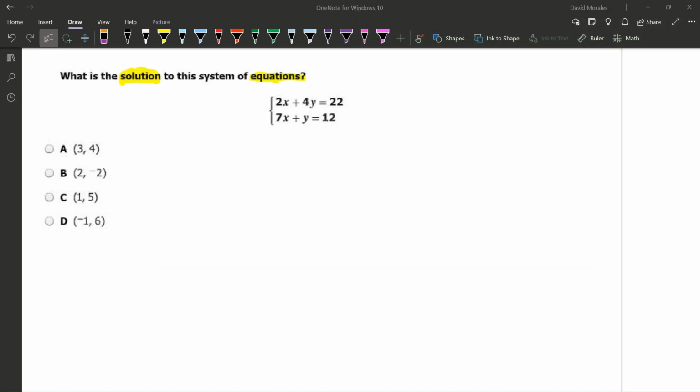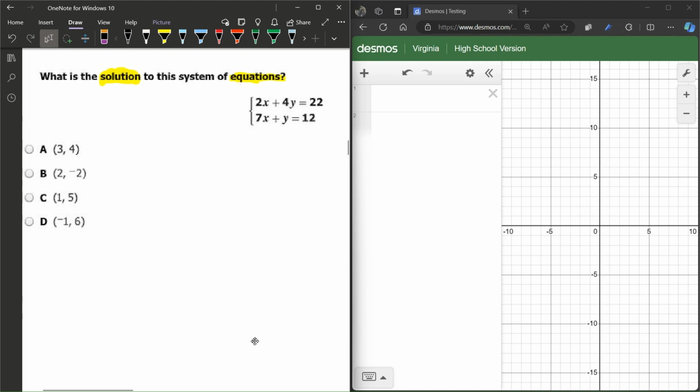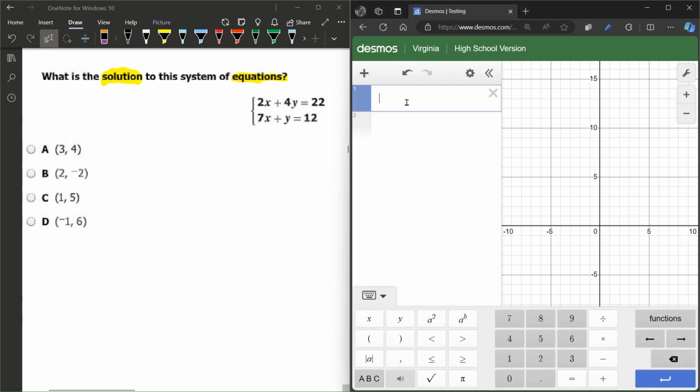So in this particular problem, you'll notice that it's not inequalities, it's equations, and there's not many solutions, it's just one solution. This is really straightforward. But if you forgot what to look for, here's a reminder. Simply type in 2x plus 4y equals 22. And also type in 7x plus y equals 12.